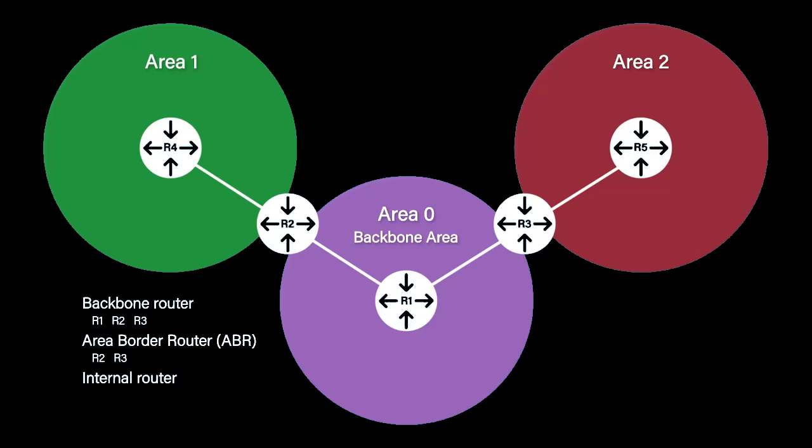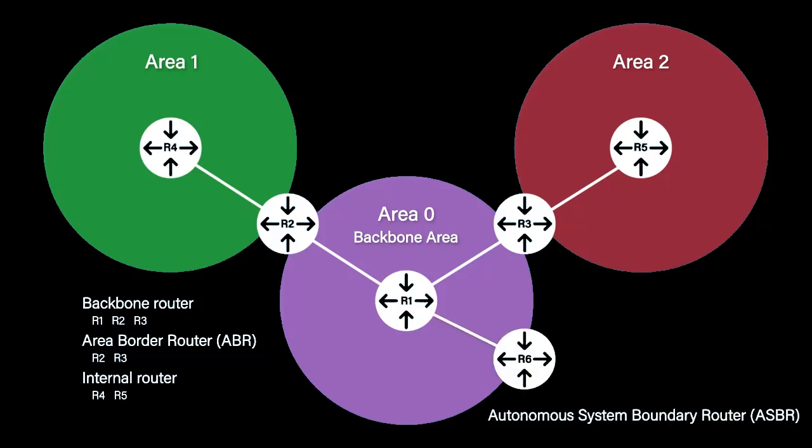Internal routers. These are all routers within a single area, but not the backbone area. Router 4 and Router 5 are known as internal routers. Lastly, Autonomous System Boundary Router, ASBR. These are routers that connect to other non-OSPF routing protocols, such as BGP or EIGRP. For example, this may be your edge router connecting to the public internet or another autonomous system network.